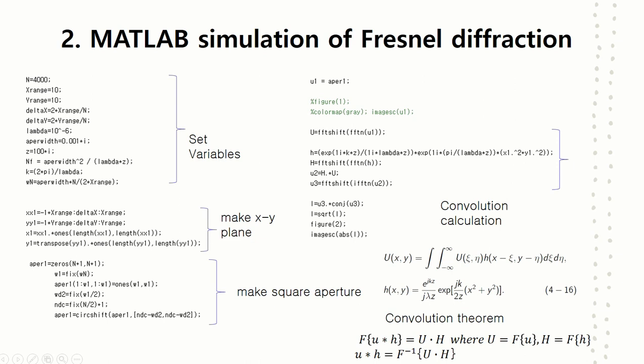To find u(x,y), we take the product of the Fourier transformation of the aperture u1 and the Fourier transformation of the convolution kernel h, and then the inverse Fourier transformation of the result of the product, because u(x,y) is the convolution of small u and small h.